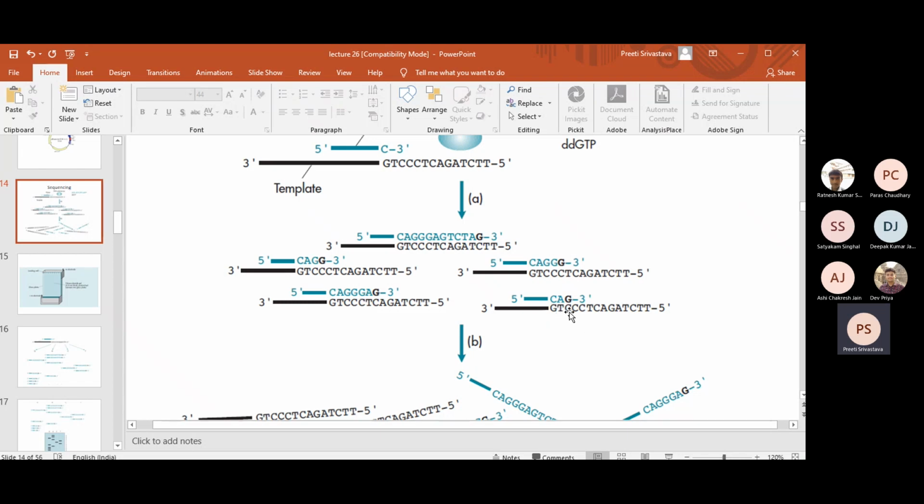For example, here if you see, the chain has terminated at the third G, correct? Here the chain has terminated at the fourth G. Here the chain has terminated at the fifth G. Here it has terminated at the seventh G. And here it has terminated at the last G. Correct?